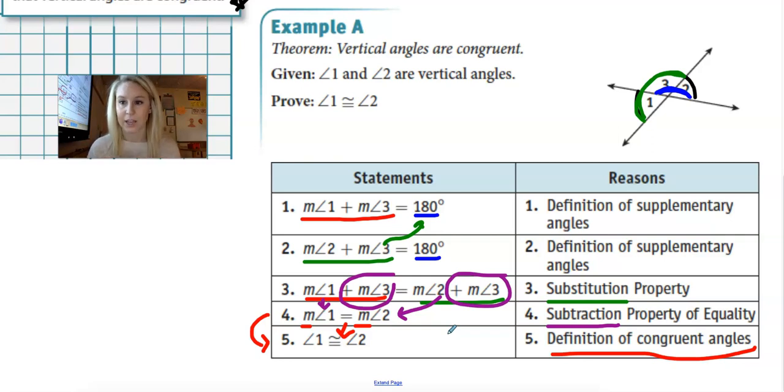Okay, and so that is a proof for why vertical angles are actually congruent, other than they just looked it or you believed me. Okay, all right, so that is a theorem that we just proved, and so now we're able to say we know vertical angles are congruent. All right, so let's take a look at some proofs.